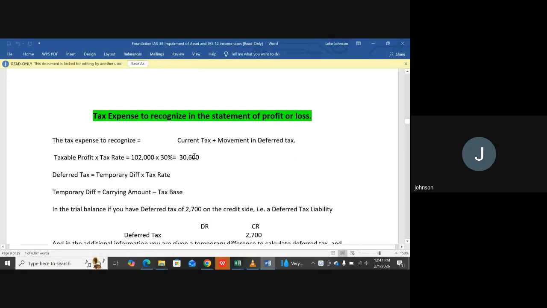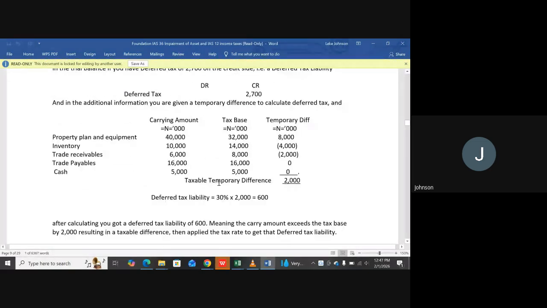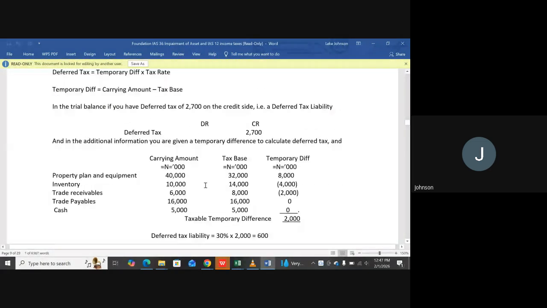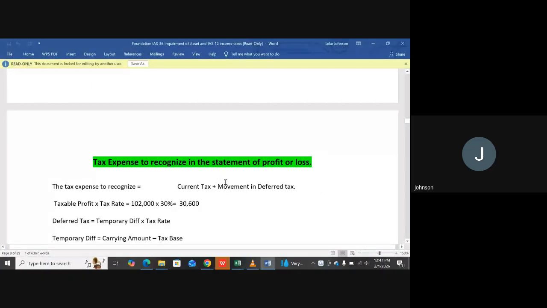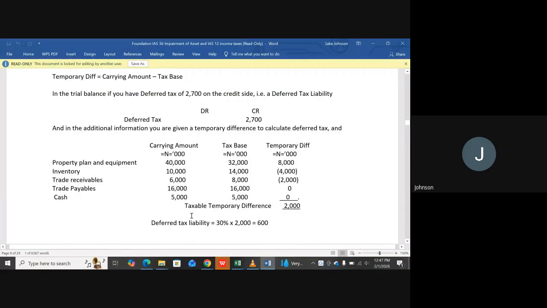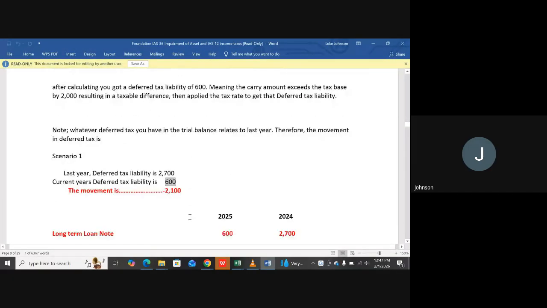Okay. So when you take this negative 2,100, you now add it to your current tax, which is how much? 30,600. Okay. So 30,600 plus minus 2,100. Minus always takes precedence over plus. So it becomes minus 2,100. Okay, so that is that.